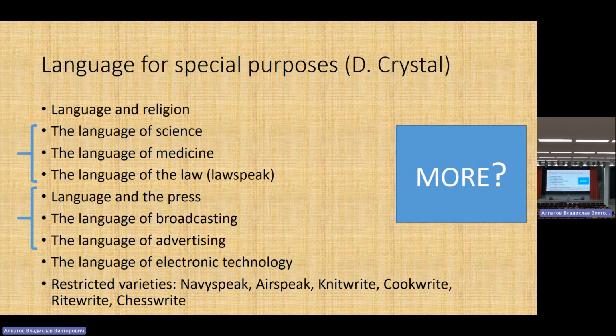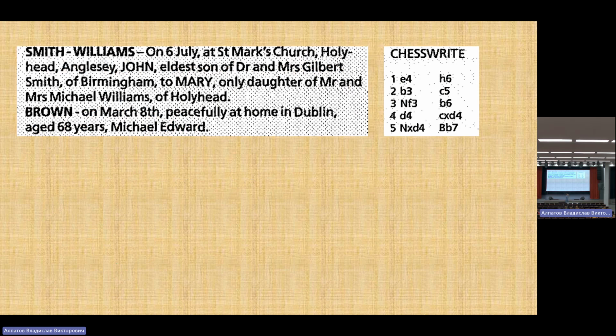What is this write? You will probably never guess. I also hadn't thought of it before I read it. Well, look at this. Smith, Williams, on the 6th of July at St. Mark's Church, Holyhead, Anglesey. John, eldest son of Dr. and Mrs. Gilbert Smith of Birmingham, to Mary, only daughter of Mr. and Mrs. Michael Williams of Holyhead. It's from the newspaper. It's a wedding announcement. That's right.